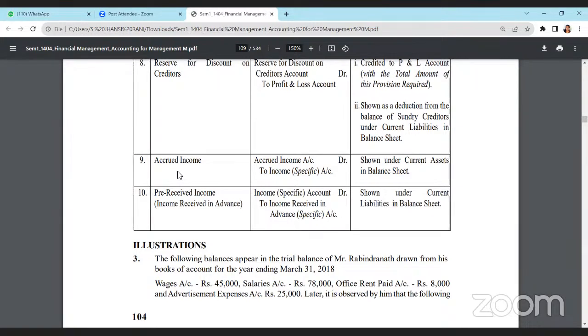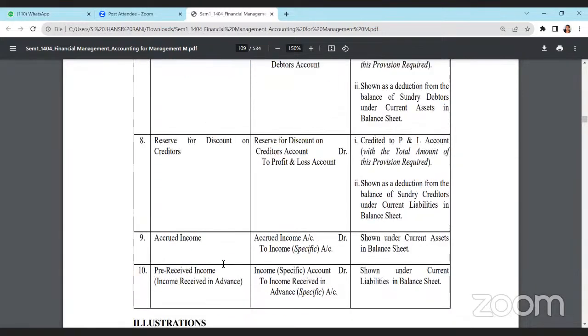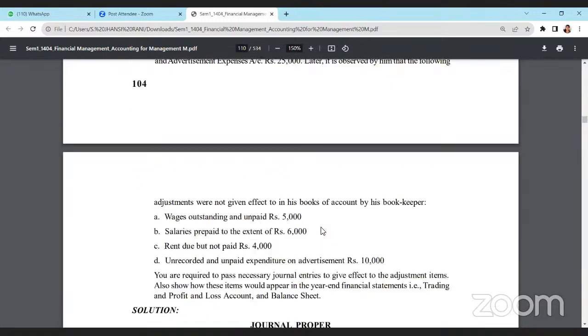Next, we have incomes received in advance. For expenses we call it prepaid, but for incomes we don't have any such term. We call it pre-received income or incomes received in advance, meaning it does not belong to the present month or year. In that case, we deduct it from the respective income and show it on the balance sheet liability side. So these are the 10 adjustments that have to be kept in mind when we are preparing the trading account, profit and loss account, and balance sheet.